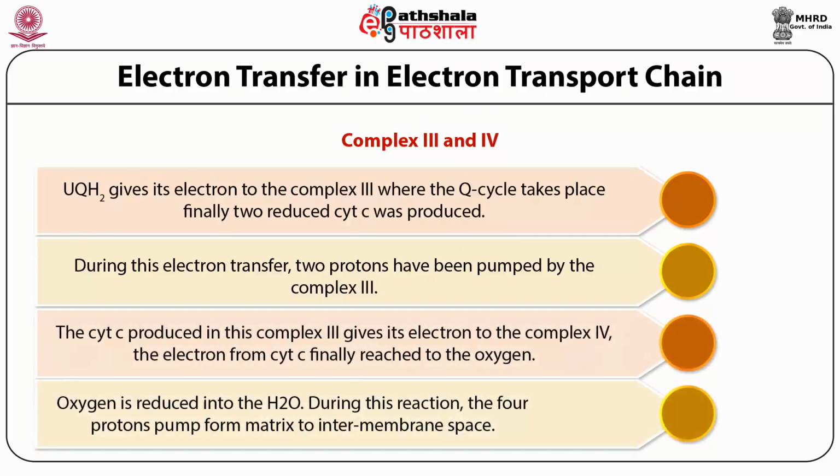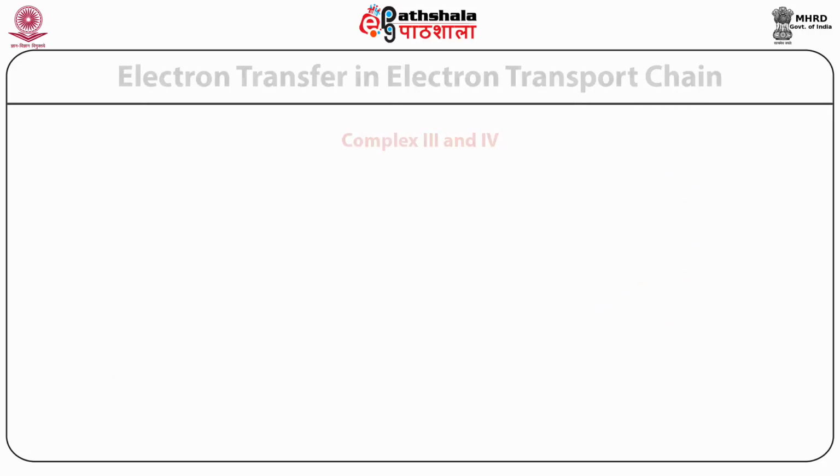And the two cytochrome C that are produced in complex third give their electrons to complex 4, where the final electron acceptor is oxygen, and that is converted into H2O after accepting the 2 electrons from cytochrome C. At the same time, the delta E difference that is created in complex 4 is responsible for pumping 4 protons from the matrix to the intermembrane space.